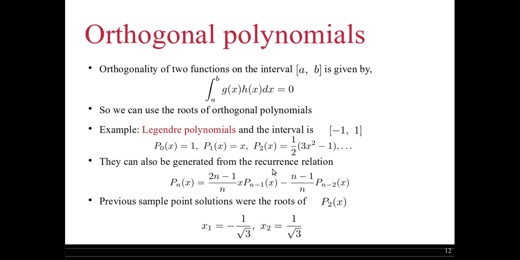Now let's look at some orthogonal polynomial concepts. Orthogonality of two functions on the interval a to b is given by this: the integration from a to b of g(x)h(x) dx equals 0. Then we call g(x) and h(x) orthogonal on the interval a to b. So we can use the roots of orthogonal polynomials.